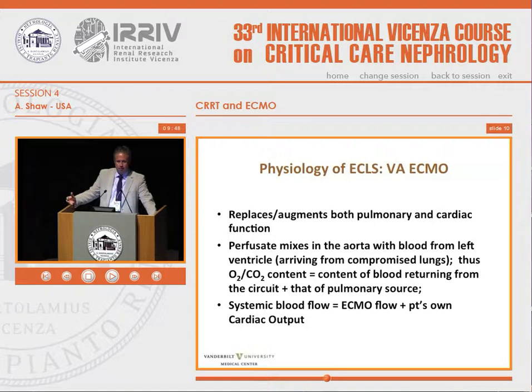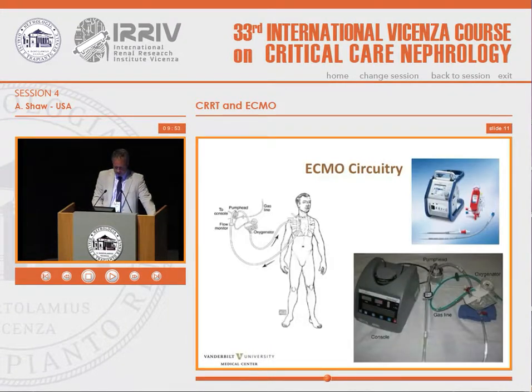So the systemic blood flow is the ECMO flow plus the patient's own cardiac output. It's important to measure that. This is a diagram illustrating centrally placed cannulae. And I put this in here really to illustrate that this is a system that you can put together with various bits and pieces.